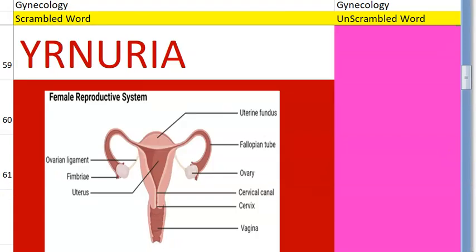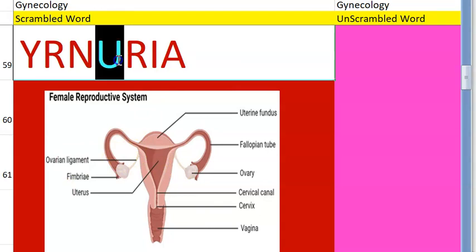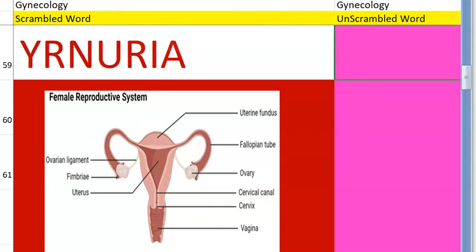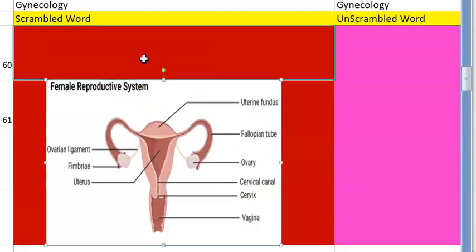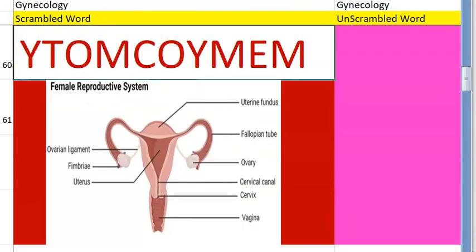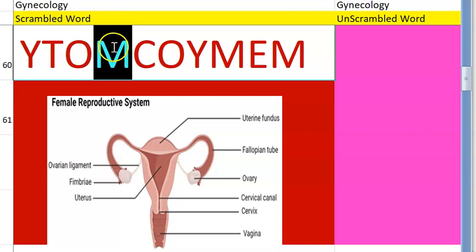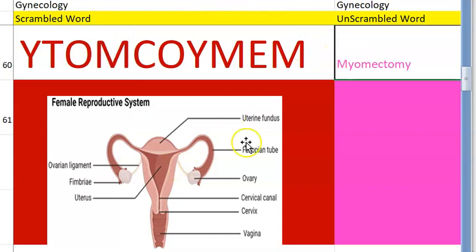We're almost at the end. Try this one, guys. Just two more left. Try this one. Starts with a U. Something to do with urine. What is the word? Urinary. Very good. Try this one. I think it's easy. Something to do with the uterus again. And this is one of the treatments you can give. Starting with an M. Myomectomy.